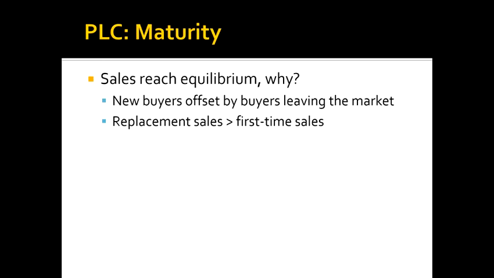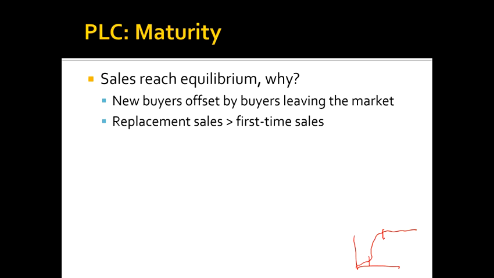So eventually the market shifts into maturity. So it looks something like this. Period of slow growth, rapid growth, and then a leveling out. Why does maturity happen? Sales reach an equilibrium, supply and demand, right? The number of new buyers coming into the marketplace is offset by the buyers leaving. Replacement sales are greater than first-time sales.